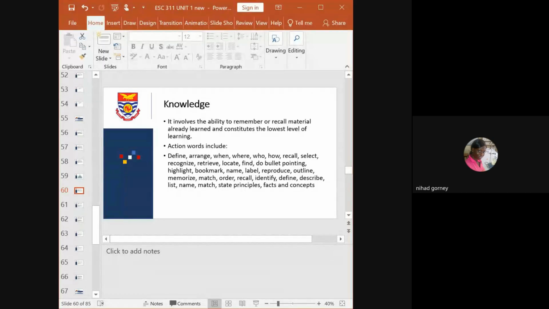It involves the ability to remember or recall material that we have already learned, and constitutes the lowest level of learning in the classroom. So if you're able to just remember and then recall something that you have learned, that is it about knowledge. And if you are using knowledge, some of the verbs we can look at are to define, to arrange, to recall, to select. These verbs help us to just recall and remember whatever we have probably learned before.